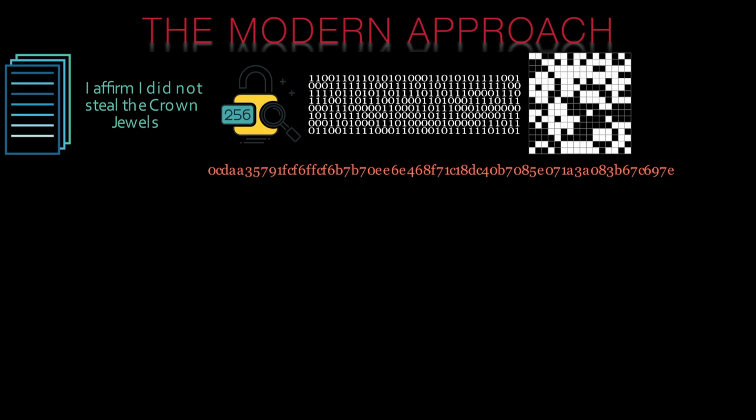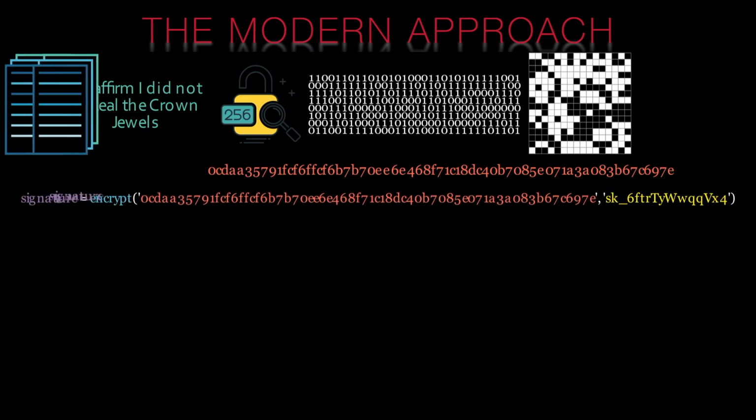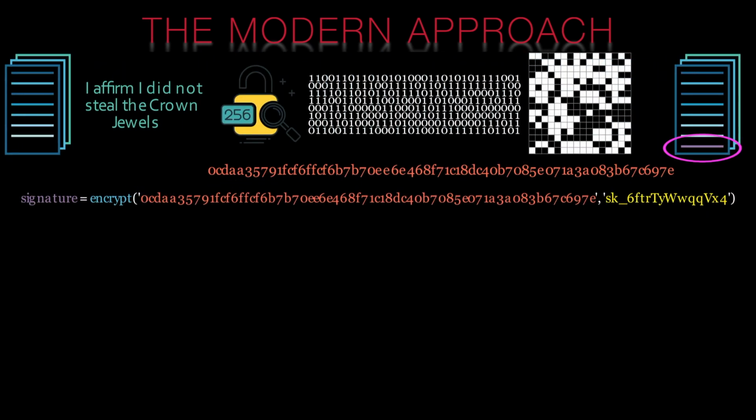We can then encrypt this hash using our private key. This encrypted hash becomes the signature for this message, and we can digitally sign this message with this signature. Now, anyone who receives this message can validate that we sent the message and that it has not been altered by following a simple two-step process.